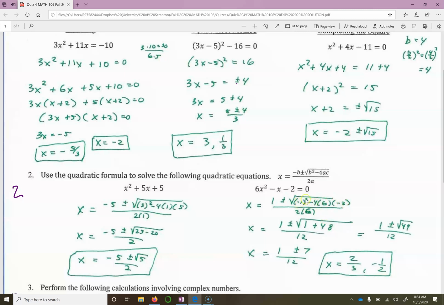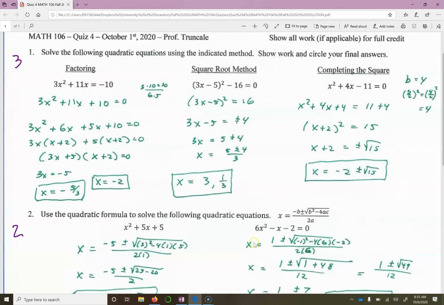So when you do negative 1 squared, you get a positive 1. And then it's negative 4 times 6 times negative 2. All right, so those negative signs cancel, so it absolutely becomes 1 plus 48. And we know we can take the square root of 49 and get 7. So you could actually just get values for that answer.